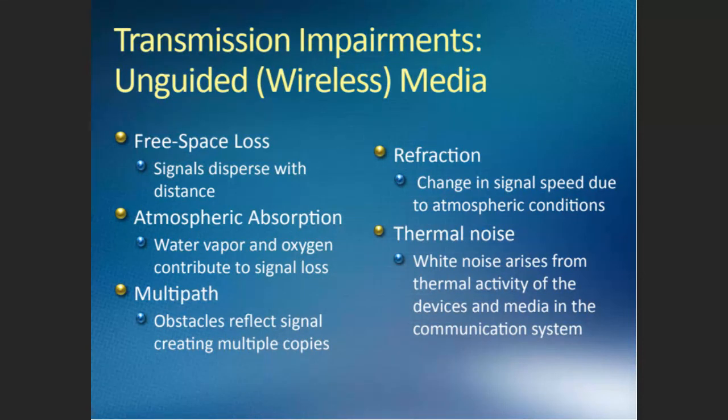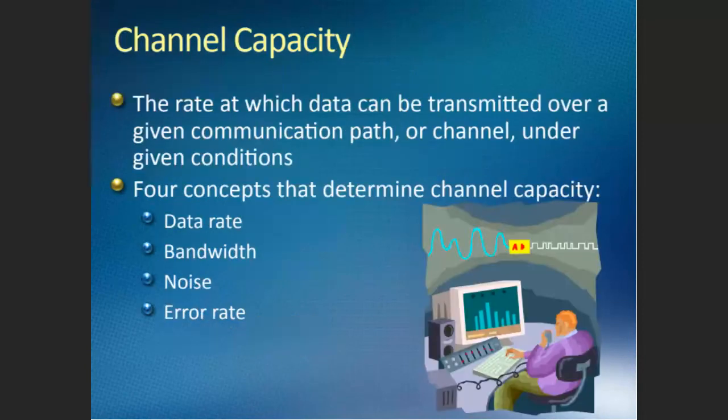Thermal noise. It is white noise. It arises from thermal activity of the devices and media in the communication system. We call this thermal noise. So even for Wi-Fi, thermal noise is an issue. It affects both the signal and the hardware. We have to consider it, we have to accommodate it, we have to control it.